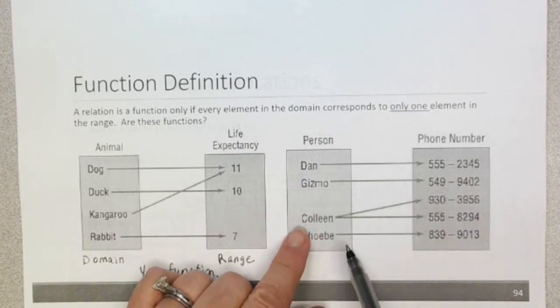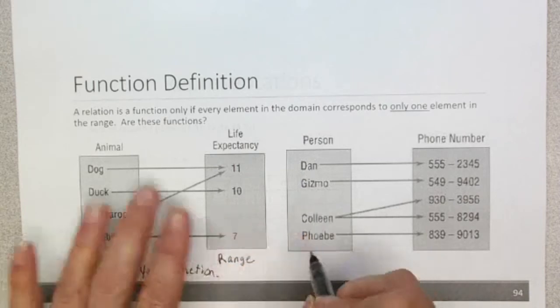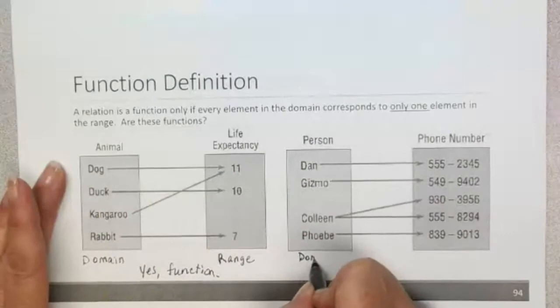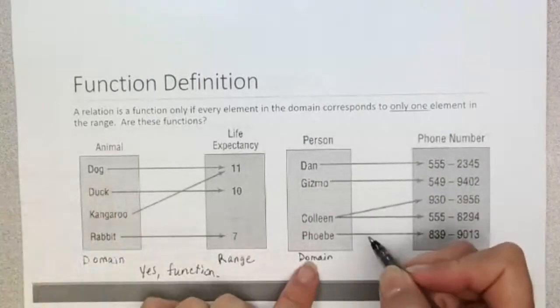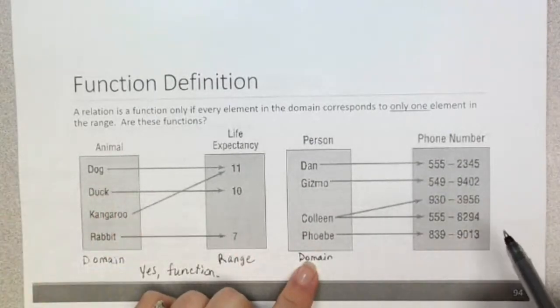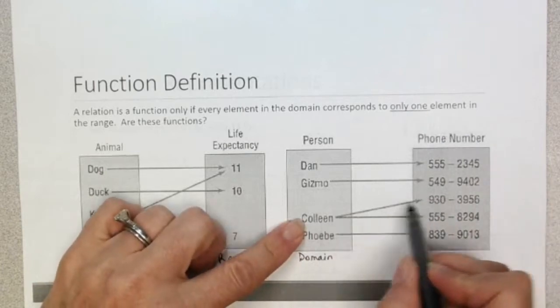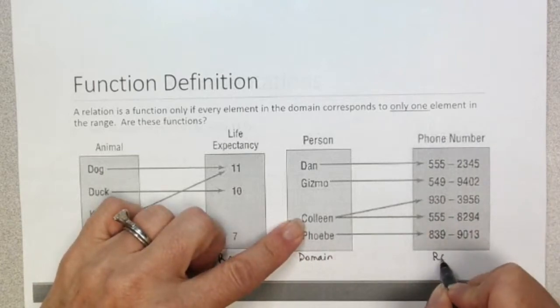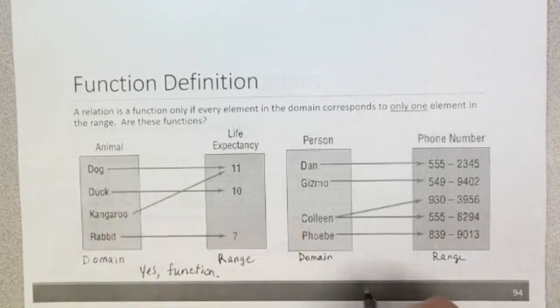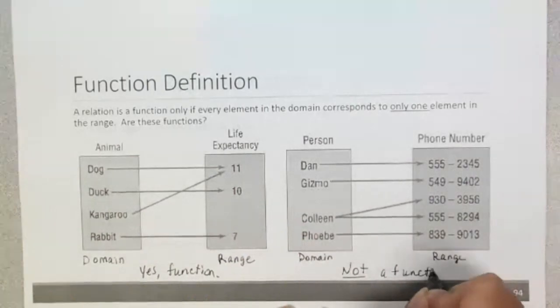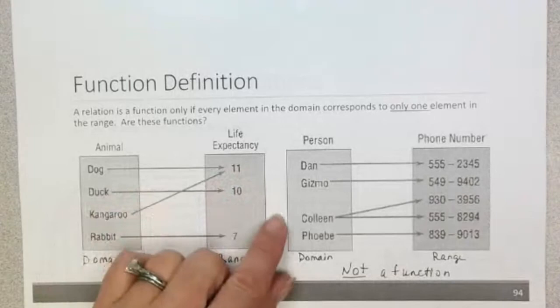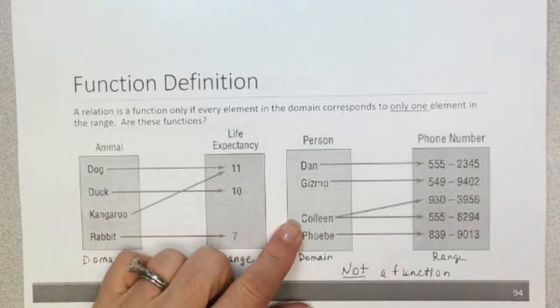So this second relation here is not a function because each element of the domain, the inputs, does not correspond to only one element. Colleen has 2 phones, so it violates the rule for a function. So I'd have to say that this one is not a function. Again, it is not a function because there's an element in the domain that corresponds to 2 different elements in the range.